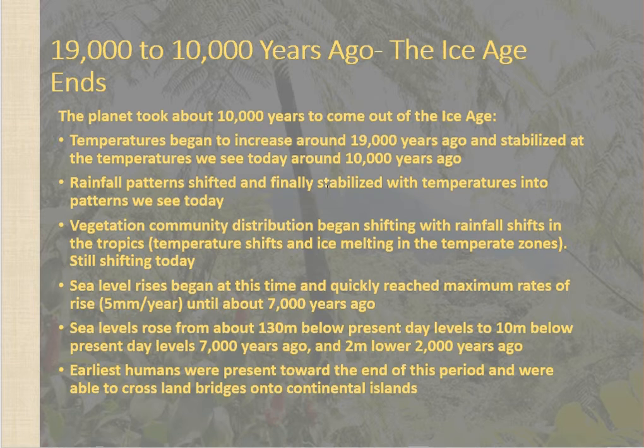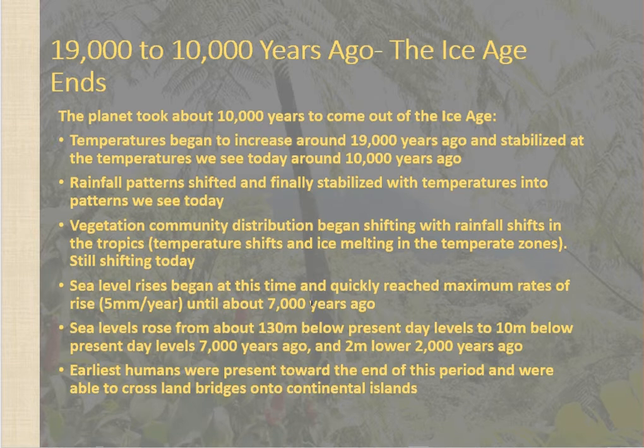processes such as ocean currents will also have an impact on the rainfall patterns in the region. And that may take a little more time to stabilize than the increasing temperatures. So rainfall patterns would have stabilized around about 10,000 years ago, maybe a little longer, but sea level rises continued till about 7,000 years ago.